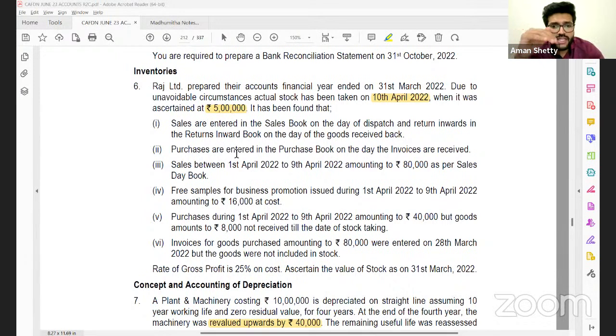Next, below that, if you see, point 4 is free samples. Free sample is also like my sales only, correct? It is like sales, and here no calculation is required because they're given at cost only. So this 16,000 at cost, you write in the outer column directly. So below that, free sample, outer column, write down 16,000.